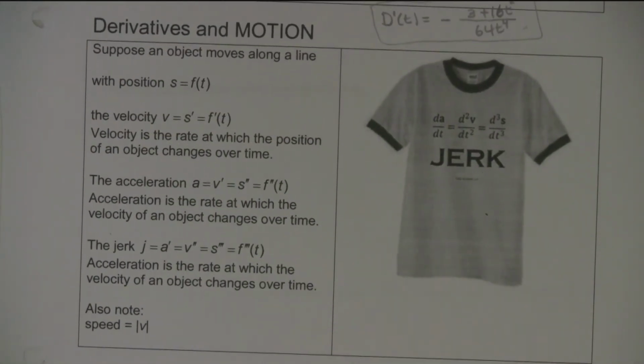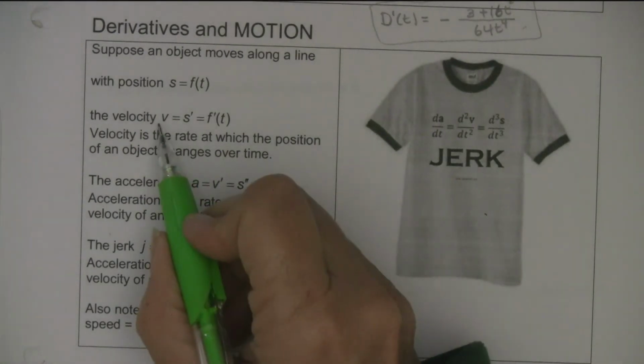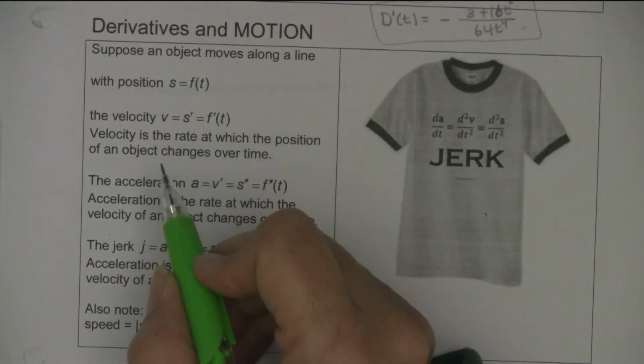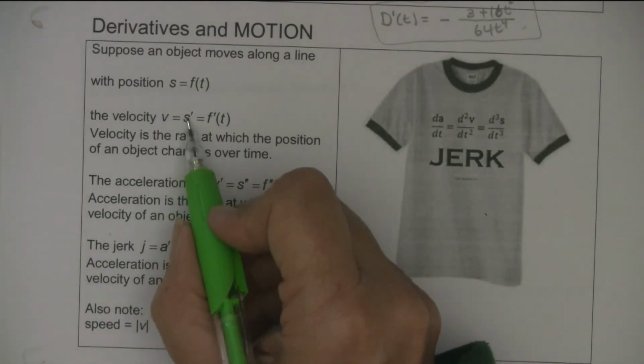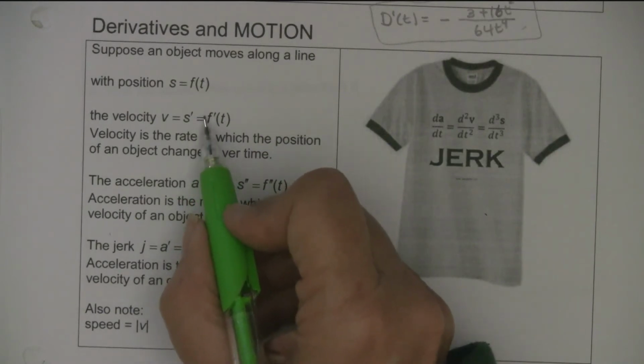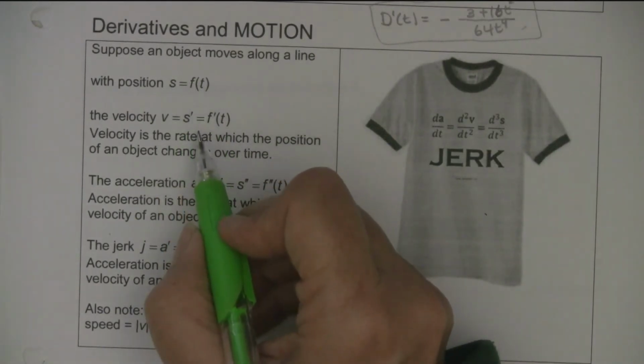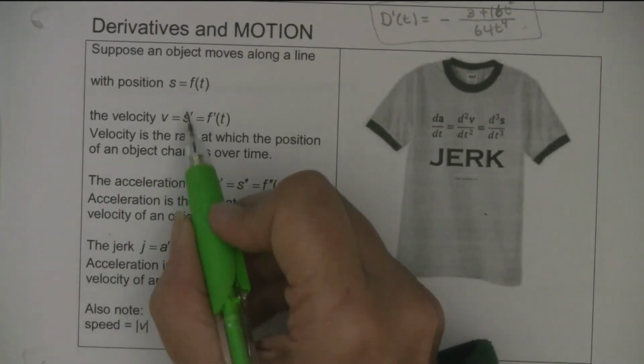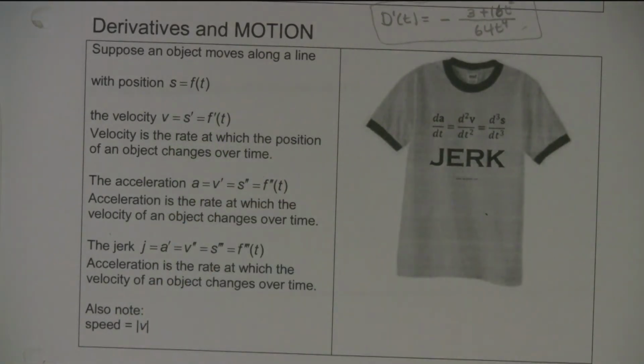And then this is derivatives and motion. And suppose an object moves along a line, a straight line, with position s equals f at t. The velocity then, remember the velocity was a rate of change, right? And the derivative is a rate of change. And so the velocity is s prime equals, and that's this, and you take the derivative here, take the derivative there, right? And that now is the velocity. So when someone says s prime, that's the velocity, if this is the position that you have. So the velocity is the rate at which the position of an object changes over time.